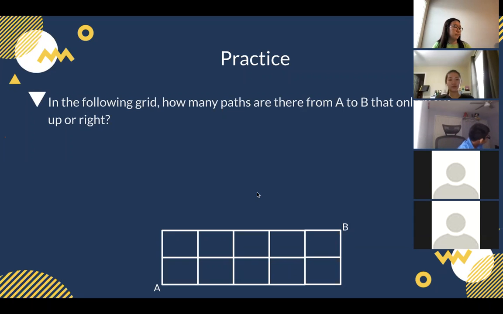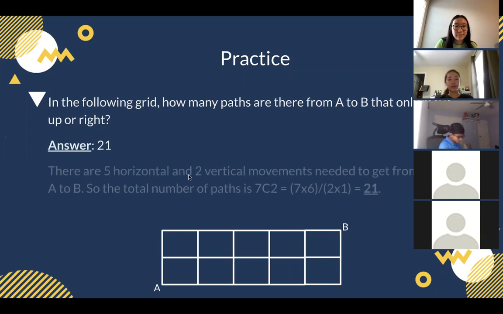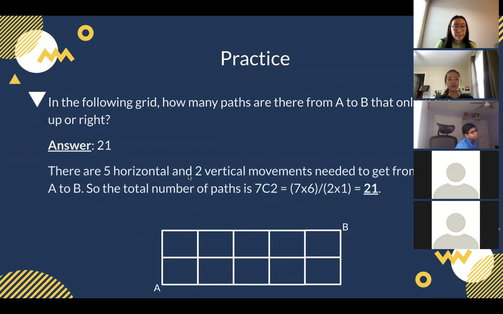Oh, I think Aryan left. Okay. All right, so the answer here is going to be 21. And this is because it's essentially just asking us how many ways can we order 5 horizontal movements and 2 vertical movements. So it's going to be 7 factorial divided by 2 factorial times 5 factorial, which is equal to 7 times 6 divided by 2, which is 21.